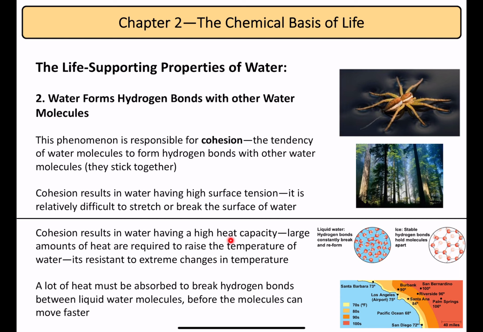Cohesion results in water having something called a high heat capacity, or also known as a high specific heat. And that is to say, relative to other substances, it takes a lot more energy to increase the temperature of water by 1 degree Celsius than it does other substances. So you have to apply a lot of heat, a lot of energy to increase the temperature of water. So we say water is resistant to extreme changes in temperature.